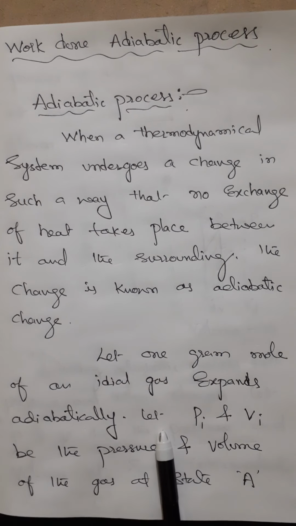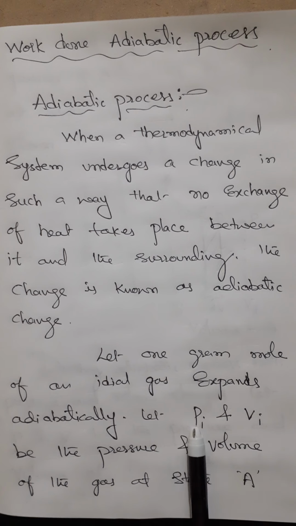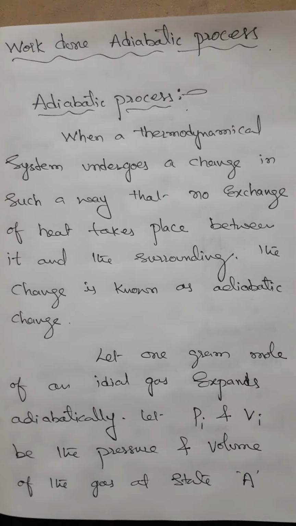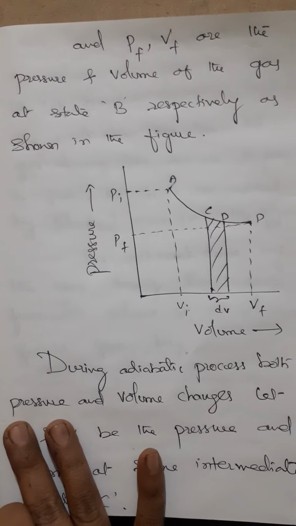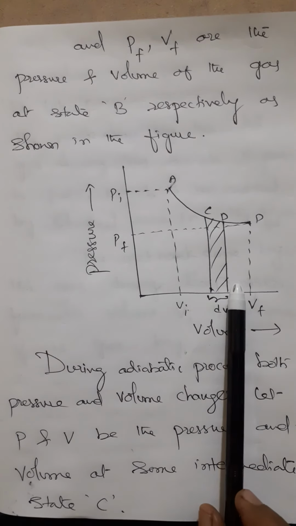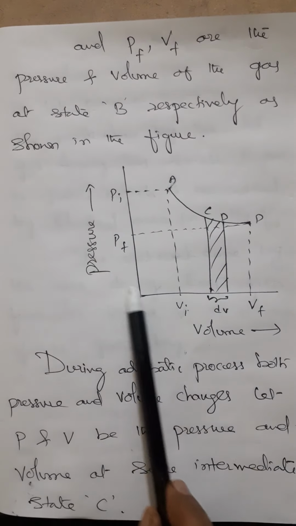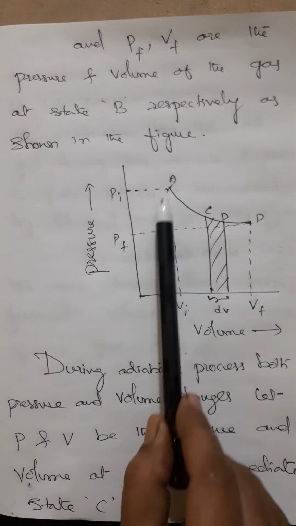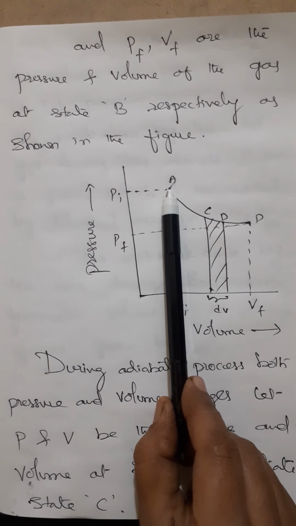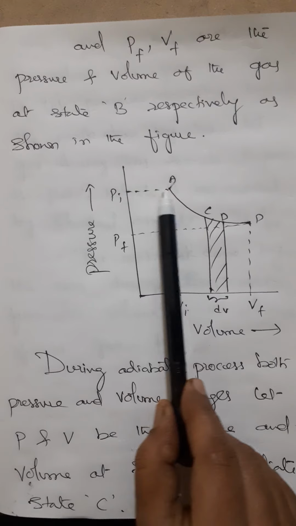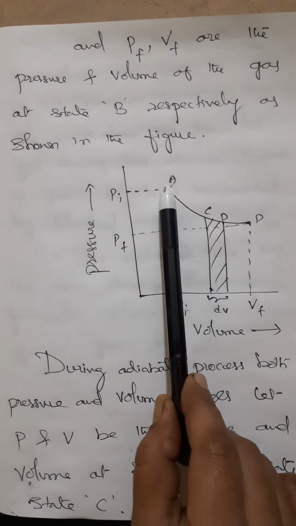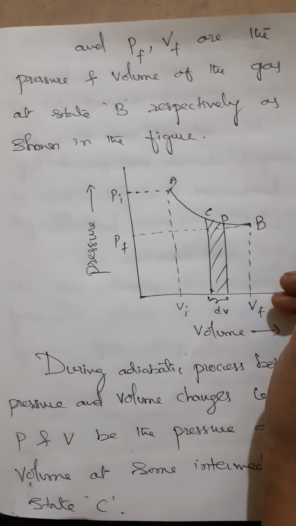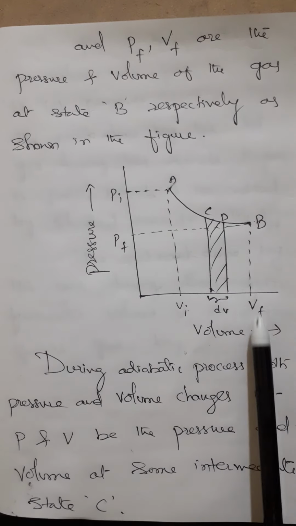Now here the initial state is, we take Pi and Vi as the pressure and volume of the gas at state A. Here this one is the indicator diagram. Generally in thermodynamics, a diagram used to represent the gas states is known as the indicator diagram. So here the initial state of the gas is represented by A, where the initial pressure is Pi and initial volume is Vi. And when the gas expands adiabatically, it reaches a point B, where the final pressure is Pf and final volume is Vf.